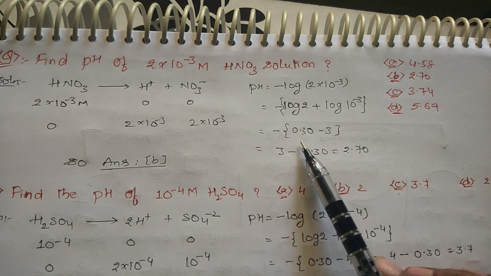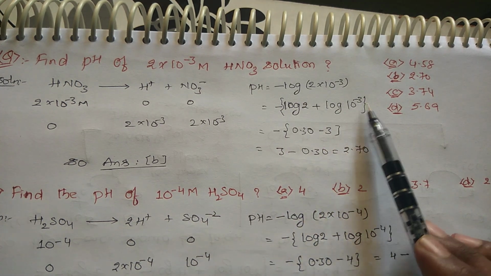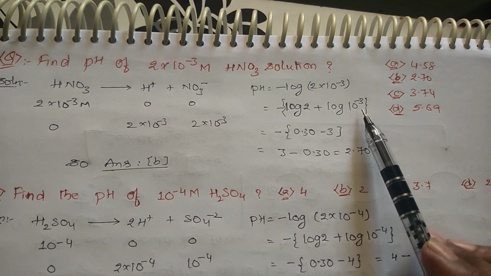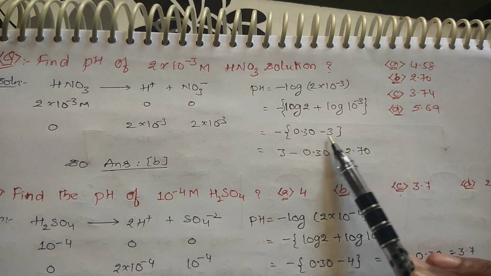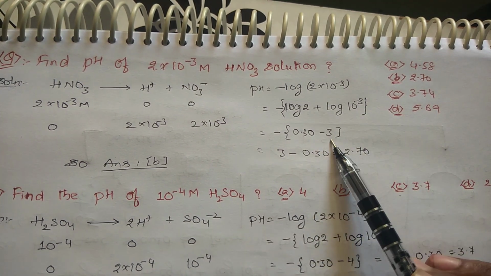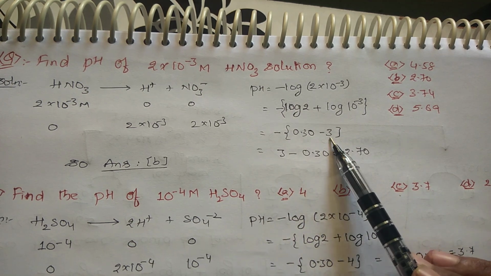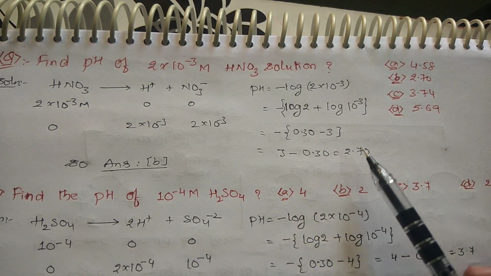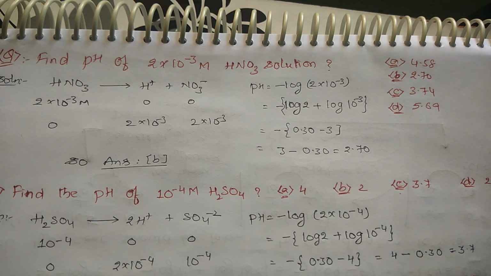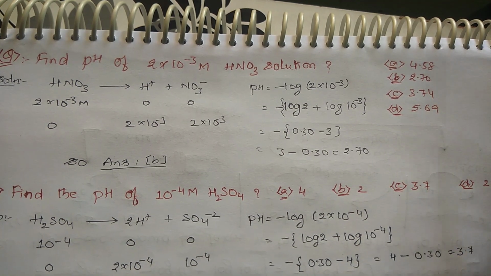Log 2 means 0.30. This is log A power n, so A power n is minus 3. So minus 3 log 10, log 10 is 1, so it becomes minus 3. Minus 3 into 1 is minus 3. Minus if it comes inside becomes plus 3, and this one becomes minus 0.30. So the answer is 2.70. So the answer will be B.